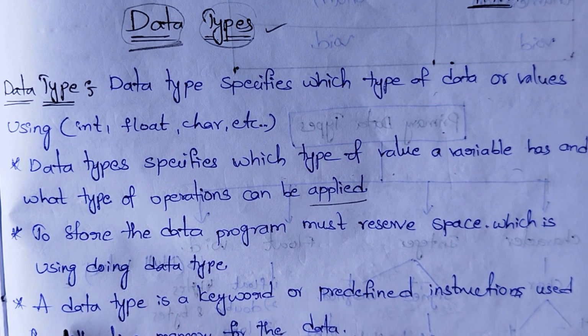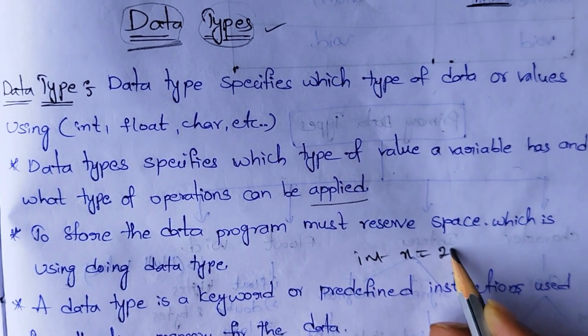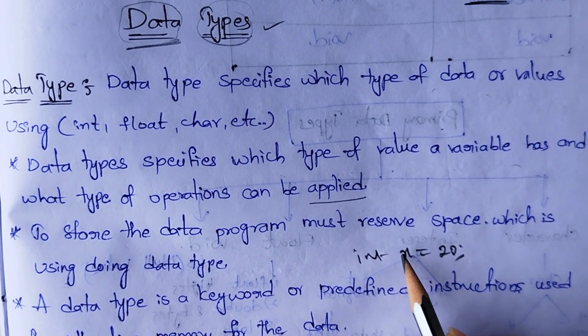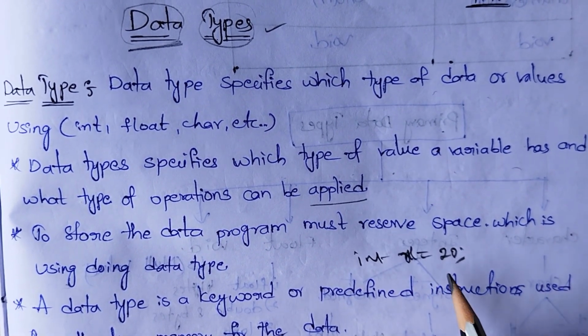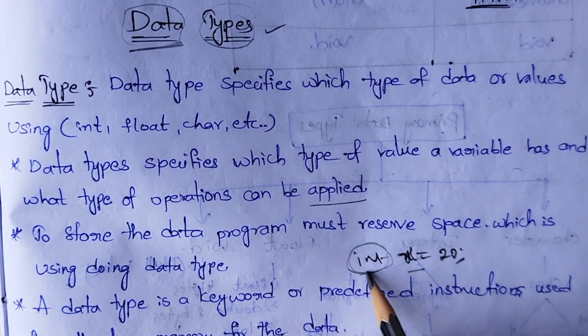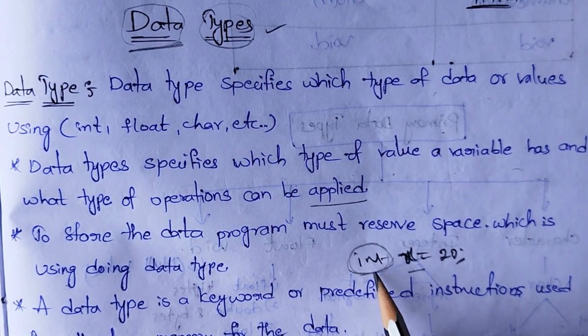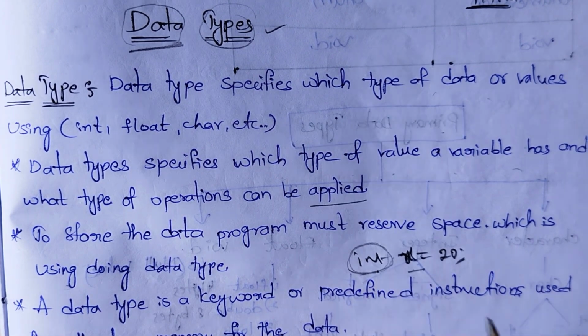For example, if I declare int x = 20, here x is the variable. To declare the x variable, what do I have to take? We have to mention the data type here. We are creating a memory location, the x variable. The type is integer.